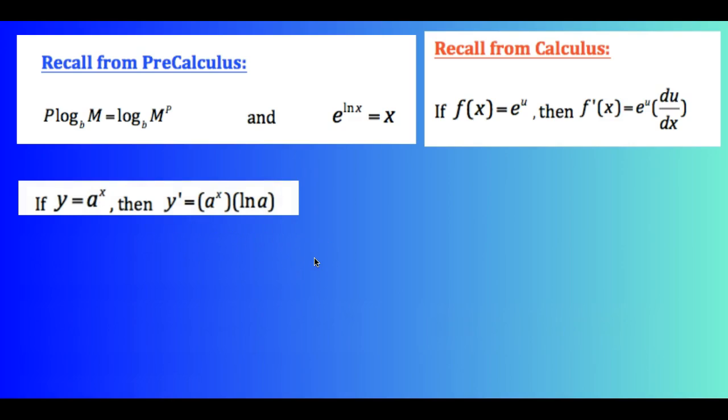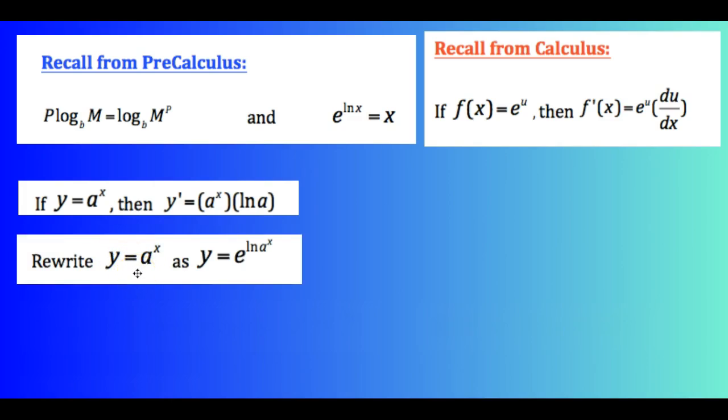We are going to prove that if y equals a to the x, the derivative of a to the x is a to the x times the natural log of a. Let's begin by rewriting y equals a to the x as y equals e to the natural log of a to the x. So we're essentially using this property right here.